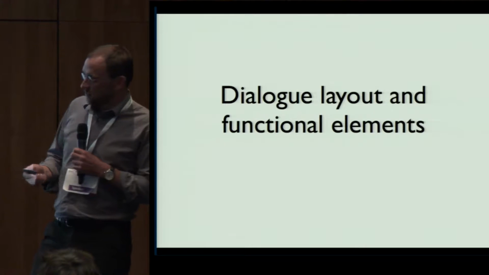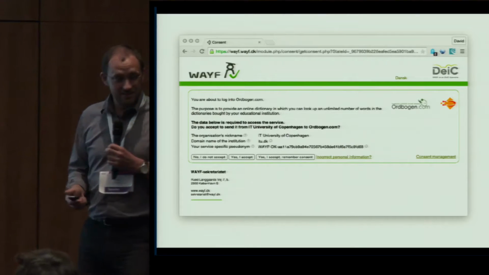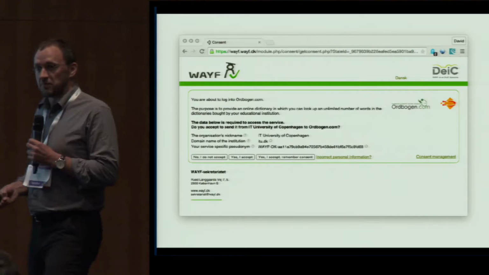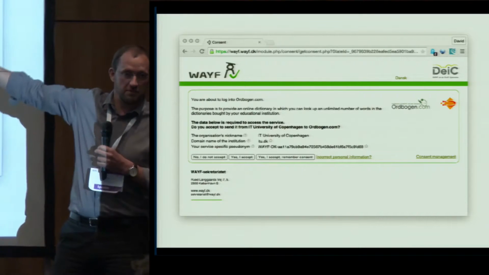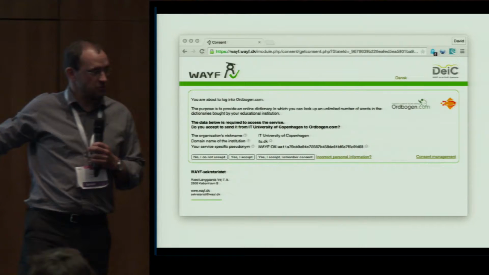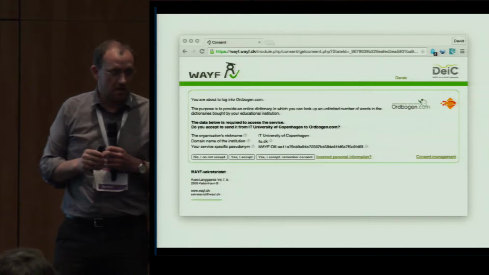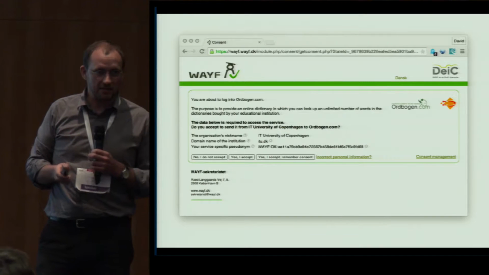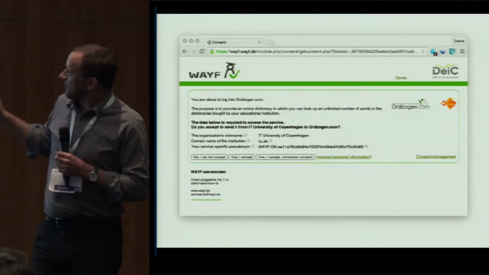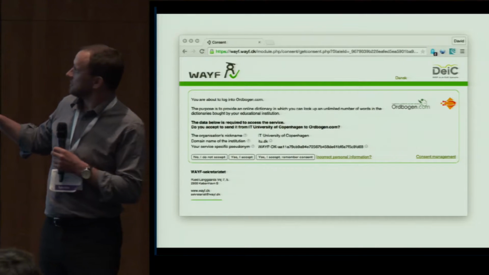And let's have a look at what it looks like. This is what it looks like. This is the screen that all the users meet. And I will walk you through the elements. And this is where the Fraunhofer Institute, which has a super usability lab and department in Stuttgart, comes into play because they have helped us a lot with this.